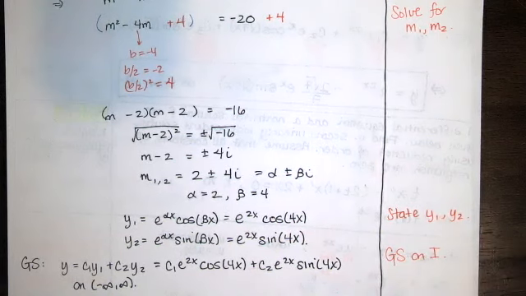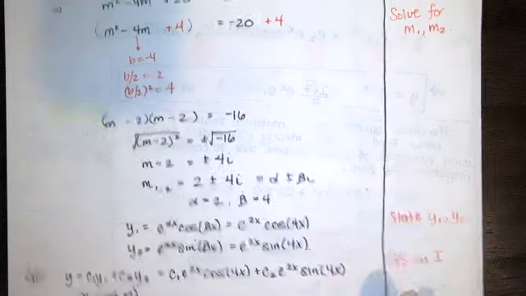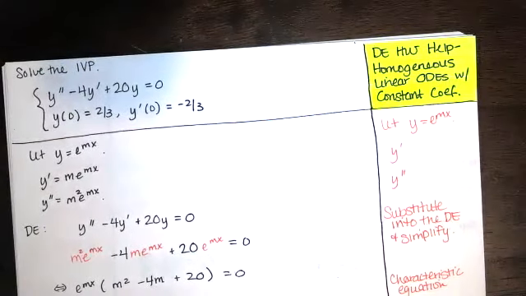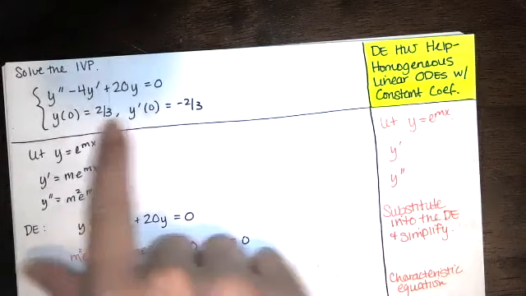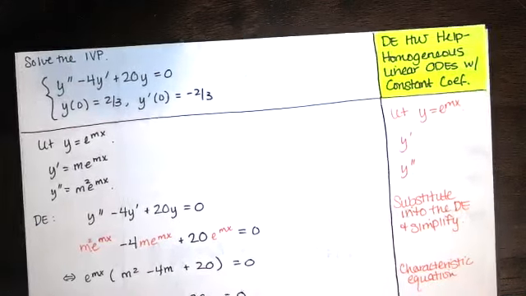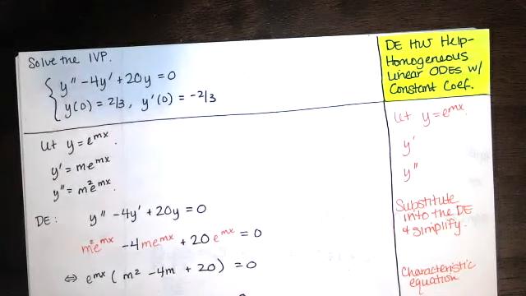Okay, now if we were just asked to find the general solution, we would be done, but we were not asked to find the general solution. We were asked to solve an initial value problem. So we have to find the values of C1 and C2 that cause these to be satisfied. Basically, the way we're going to do that is we're going to come up with two equations and two unknowns, and then we're going to solve that system of two equations and two unknowns.